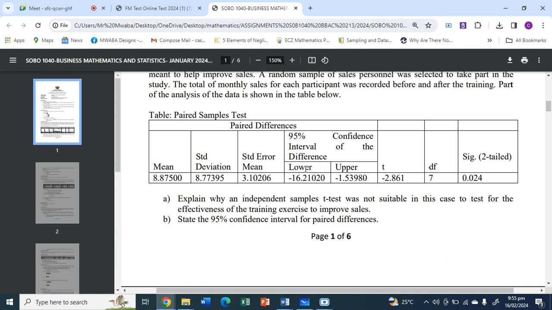Okay, so in this case here, our confidence interval is negative 16.21020, negative 1.5390. Okay, so if we run this test again another time, we might be getting a different difference of means. But even though we get a different difference of means, 95% of the time they're going to fall in this interval.